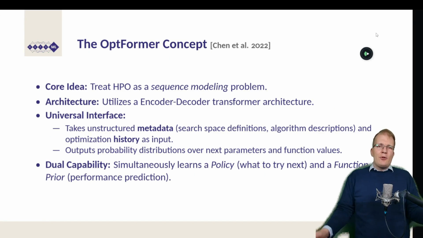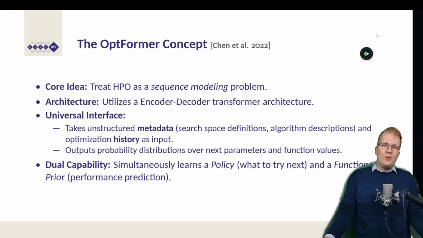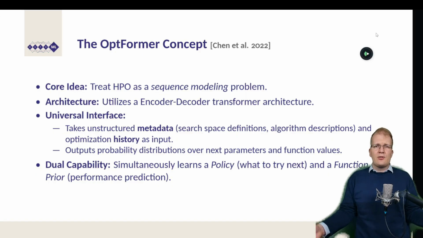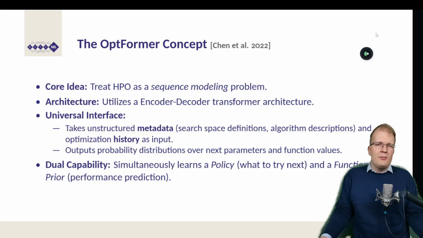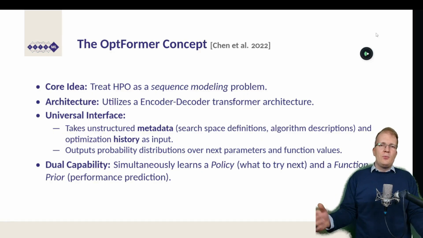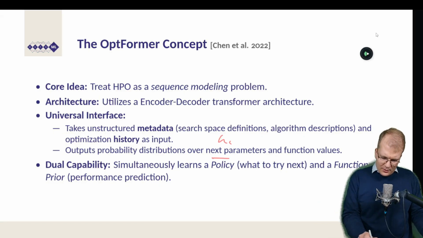I focus a bit on this idea from OptFormer from Chen et al. 2022. The idea is to treat HPO as a sequence modeling problem, using an encoder-decoder transformer architecture. It allows us to have a universal interface, so we take unstructured data from, for example, metadata, search-space definitions, algorithm descriptions, and optimization history as input. And then we output a probability distribution over next parameters or function values. And I should be a bit more clear here, I'm sorry, it should be hyperparameters, of course.